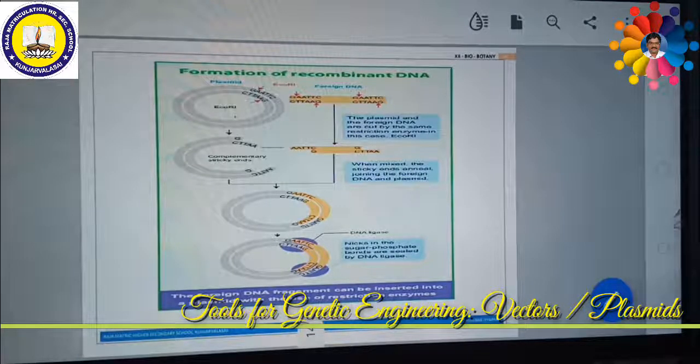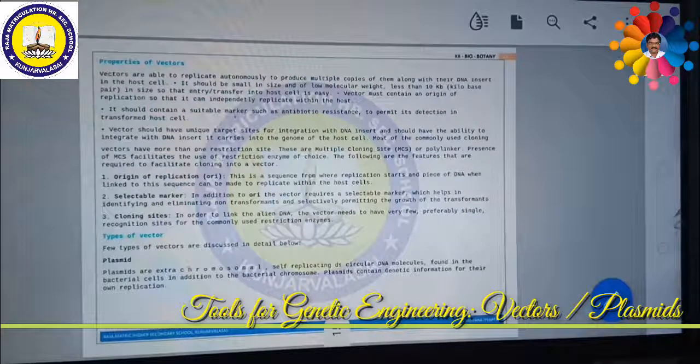So now we can understand what an enzyme is and what a vector is. What are the properties of a vector? A vector should have certain properties because this is a foreign material. This foreign material has to be transported into another cell. That is what recombinant technology or genetic engineering is. So the vector should have some basic needs. What are the basic needs?